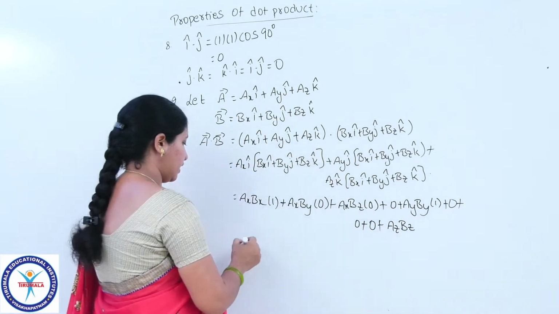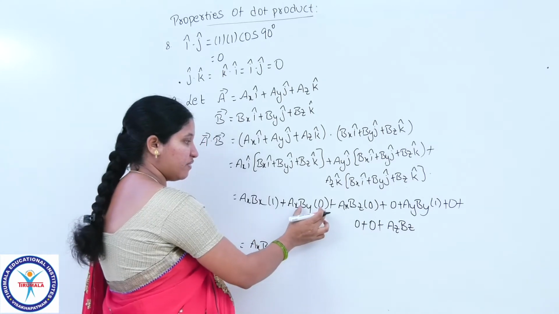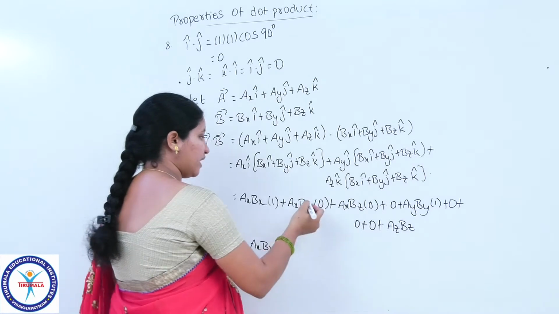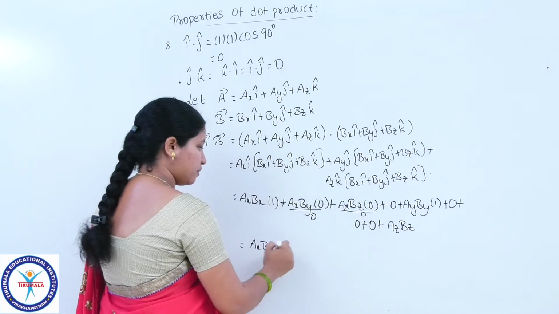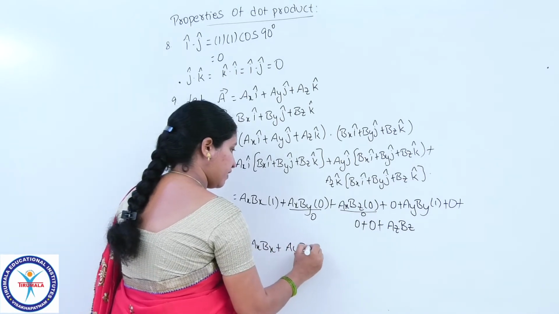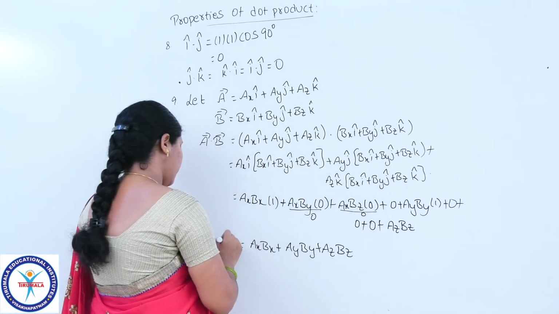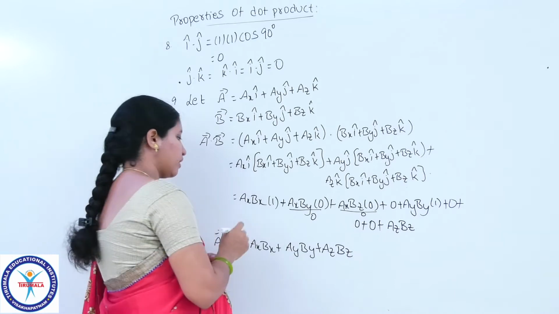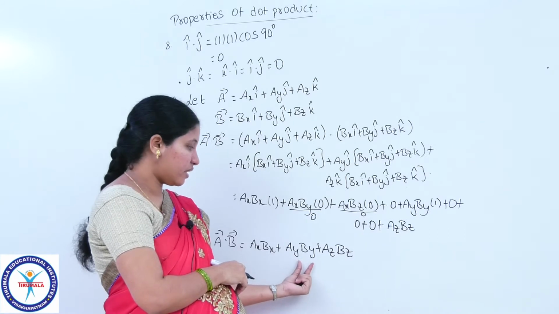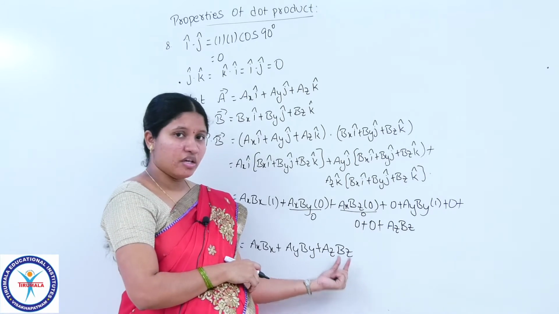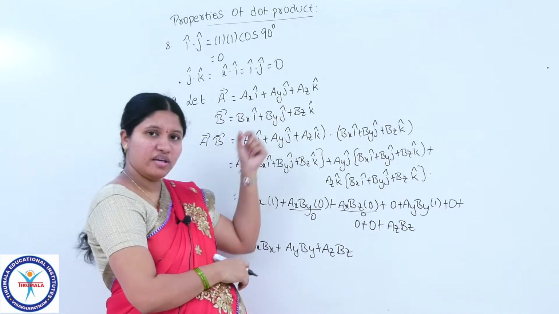So from this we get ax into bx, and ax by into 0 is 0, and this term is also 0. So ax bx plus ay by plus az bz. We can write the dot product a bar dot b bar as ax bx plus ay by plus az bz if we are given two vectors a bar and b bar in such a way.